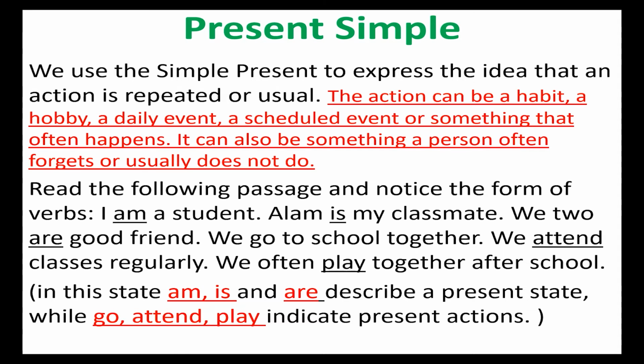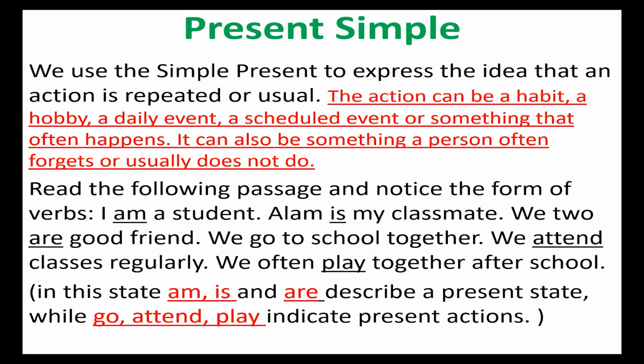In today's class, we'll focus on present simple tense, or we can say present indefinite tense. We use the simple present to express the idea that an action is repeated or usual. The action can be a habit, a hobby, a daily event, a scheduled event, or something that often happens. It can also be something a person often forgets or usually does not do.